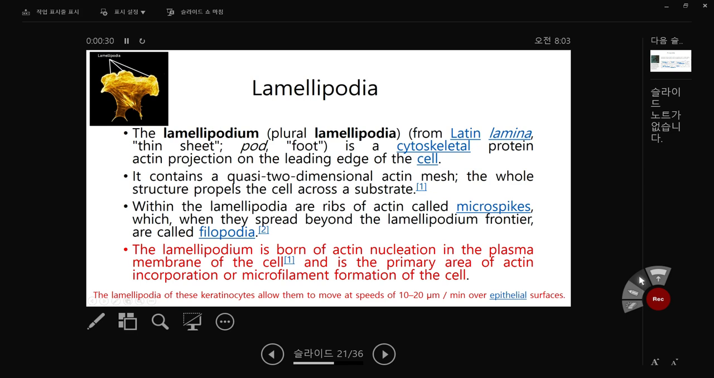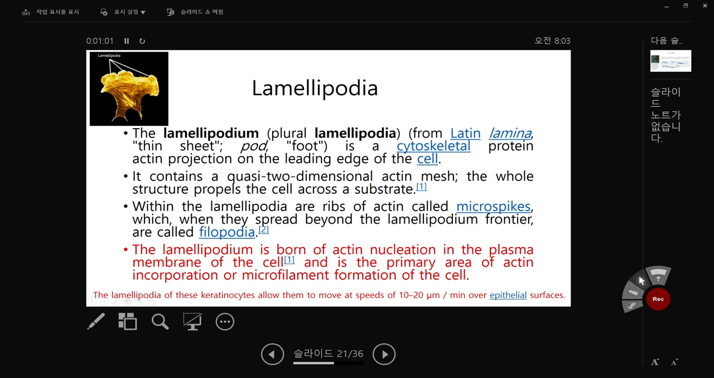So when you say lamellipodia, you can feel where they want to go. And then the leading edge can be called lamellipodia. Okay? It contains a quasi, meaning some fake, two-dimensional actin mesh as a thin layer. The whole structure propels the cell across the substrate. Within the lamellipodia are bundles of actin called microspikes, which when they spread beyond the lamellipodium frontier are called filopodia.